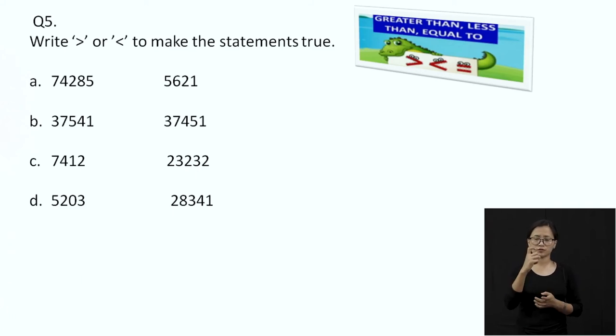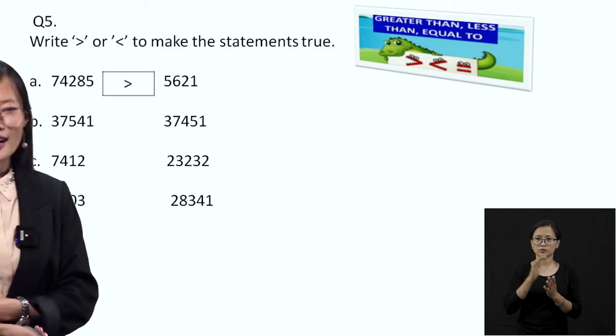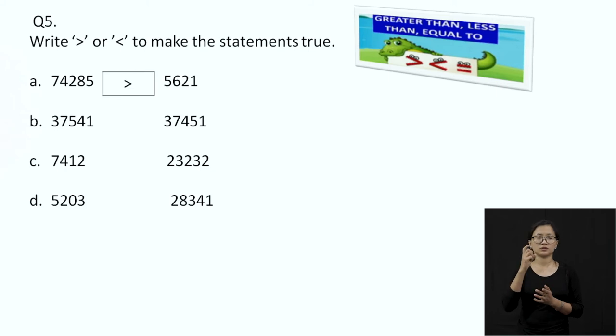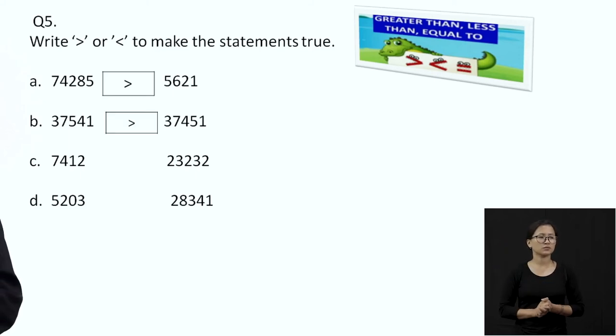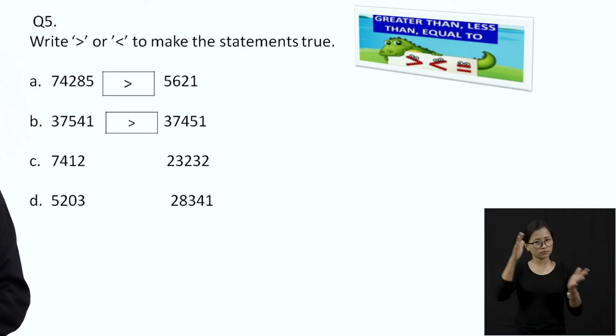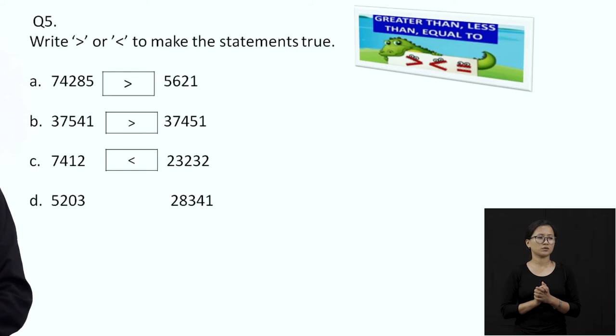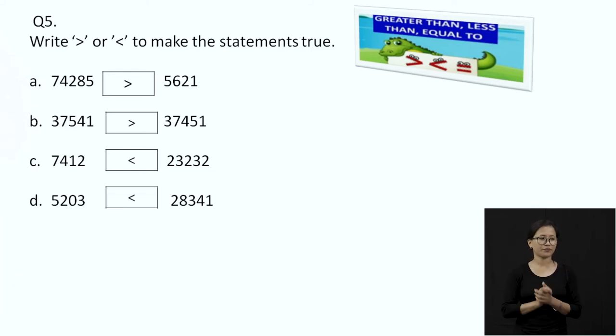Let's start. 74,285. On the other side, you have 5,621. So 74,000 is greater. Next, you have 37,541 and 37,451. Comparing, 37,541 is greater. Next, you have 74,012 and 23,232. Which one is greater? 74,012. Then you have 23,222 is greater. And then you have 28,341 is greater, which you read as 5,203 is less than 28,341.